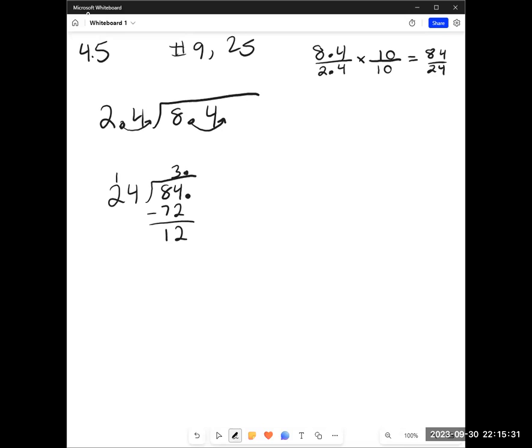Put my decimal point there and my decimal point there. And we're going to add 0 in the 10th spot and bring that 0 down. 120 divided by 24 is exactly 5. And my answer is 3 5/10 exactly. This problem also tells me to estimate and see if my answer is reasonable by rounding to the nearest whole number for my divisor and my dividend, and dividing. Our answer should be about 4, and 3 5/10 is about 4. So that was like number 9.